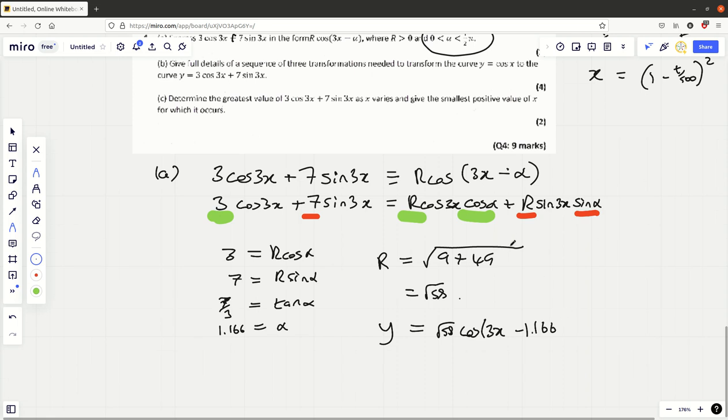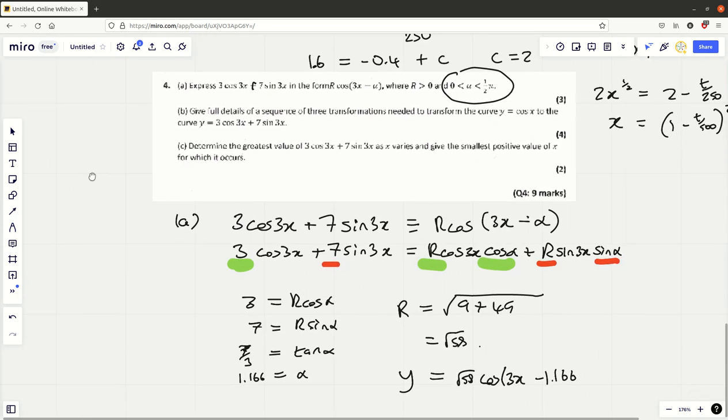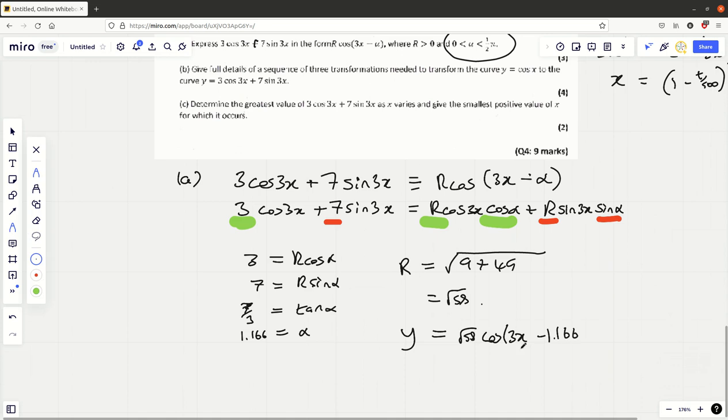Did they ask for it to 2 decimal places or something? I don't think they did. No. I'm just going to check because I can't quite see the question. No, they didn't ask for it to a certain degree of accuracy, so we'll leave it like that.